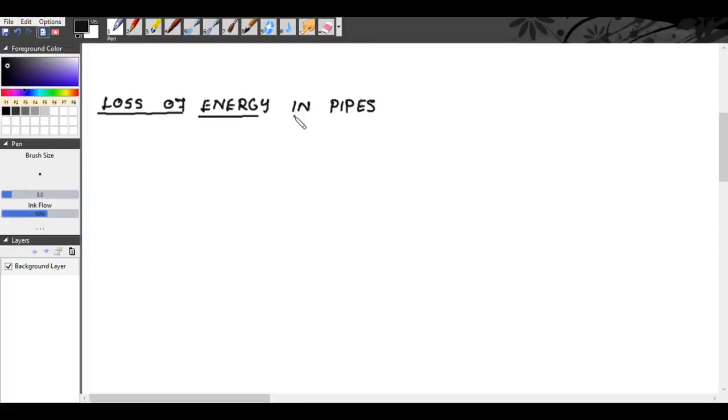The loss of energy in pipes: as I have told you earlier, the pipes are running full, so it is under pressure. When a fluid is flowing through a pipe, the fluid experiences some resistance due to which some of the energy of the fluid is lost. This loss of energy is called energy losses. These energy losses can be classified as major energy losses and minor energy losses.